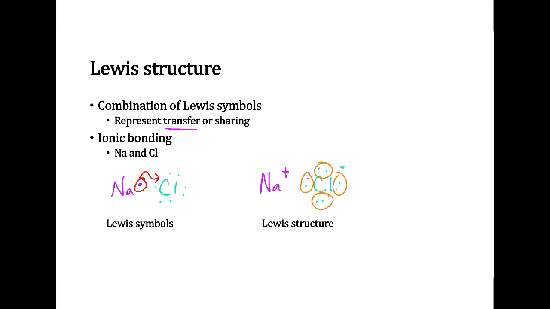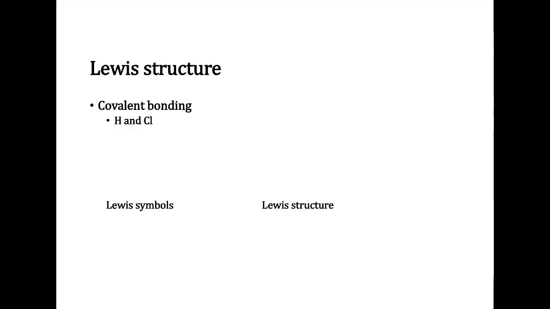So let's go ahead and look at the case of a covalent bond, whenever electrons are actually being shared. So if we consider hydrogen, hydrogen has 1 valence electron. And if we were to consider chlorine, chlorine has 7 valence electrons.